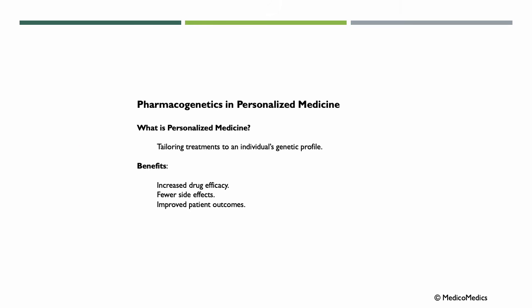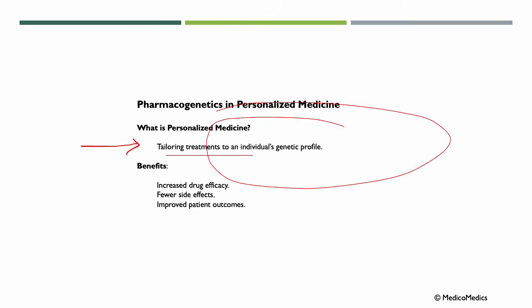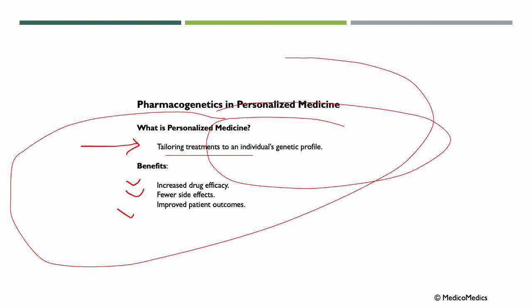Now, as we've mentioned, personalized medicine is tailoring treatments to an individual's genetic profile. Some key benefits include fewer side effects, better efficacy of the drug, and improved patient outcomes. So the idea is to use your specific genetic information to give you the best treatment possible, like building a custom-made suit.